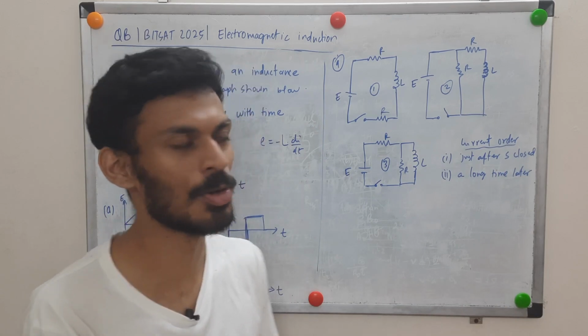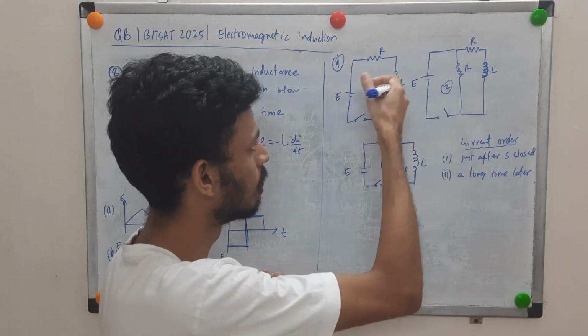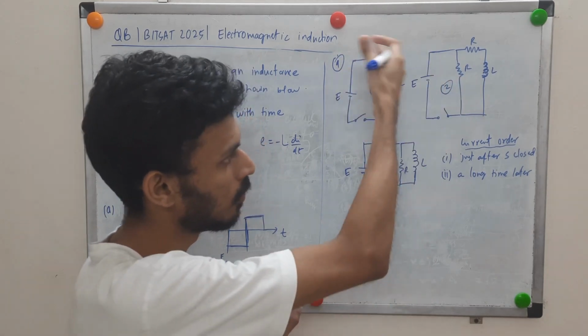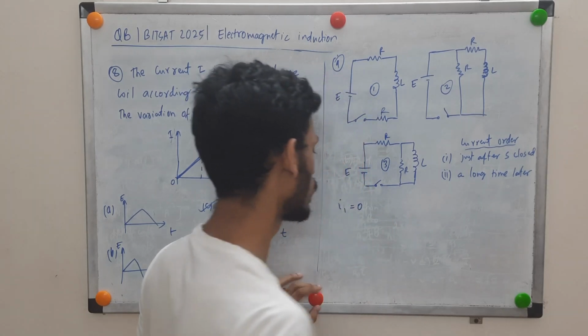So thereby completely stopping it, okay? So just open the circuit. If you open the circuit, there is no path for current to flow, okay? So I1 should become 0, okay?